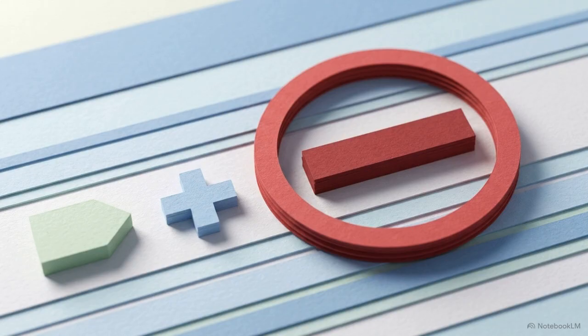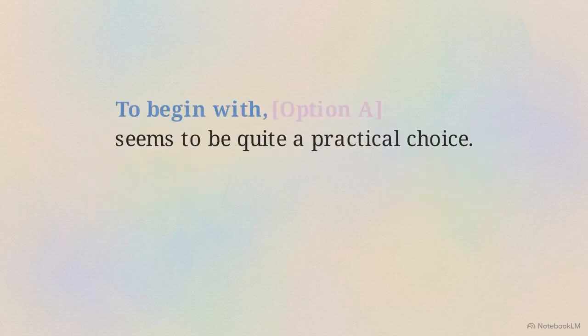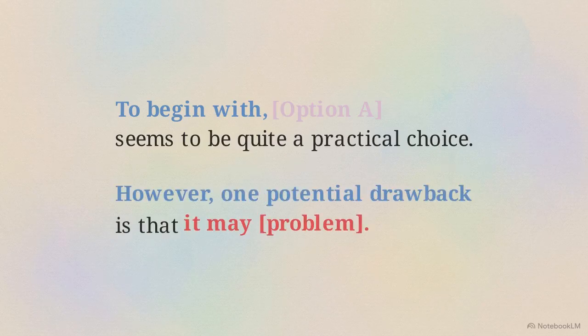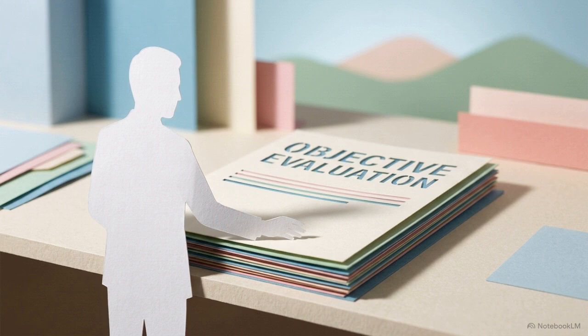To do this, briefly acknowledge a minor benefit before pivoting to a major drawback. Use this sequence for your first rejection. To begin with, option A seems to be quite a practical choice. However, one potential drawback is that it may problem. For our practice prompt, that sounds like this. To begin with, a local cultural class seems to be quite a practical choice. However, one potential drawback is that it takes too much travel time. Identifying a specific drawback after a mild acknowledgement proves to the examiner that you can evaluate a situation objectively.